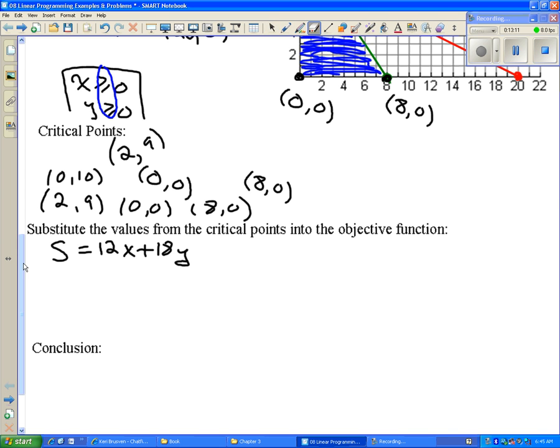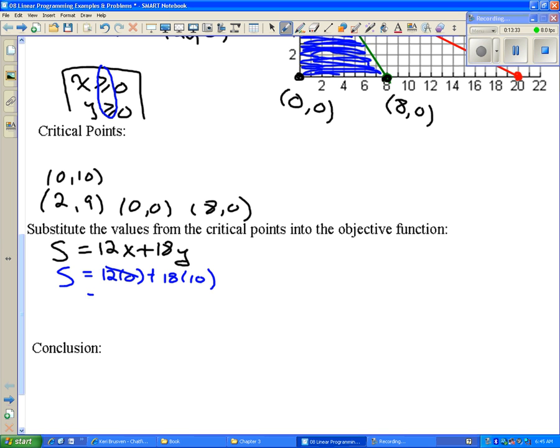So I'm going to plug each of these into my objective function and see what it gives me. So 0, 10: S is equal to 12 times 0 plus 18 times 10. Well, this cancels, and so this is 180. So 180 feet cubed, that's the amount of storage capacity that it's giving me.